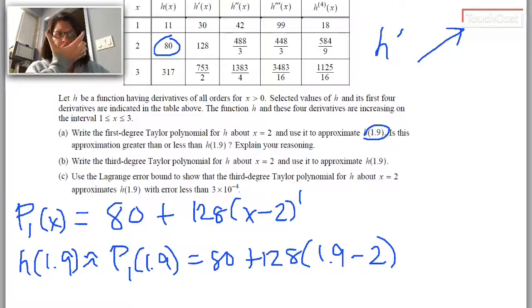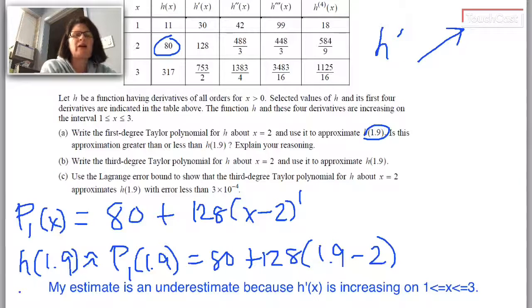I make myself that picture. Here's a concave up function. Here's the tangent line approximation. It's an underestimate. So that's how I would type up my reasoning. My estimate is an underestimate because h prime of x is increasing on the interval 1 to 3 inclusive.